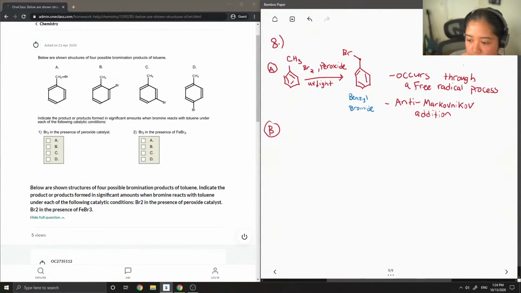For part B, we're going to do the same thing. Write down toluene. And this time, it's Br2 in the presence of FeBr3. So for this question, it's just a standard bromination.